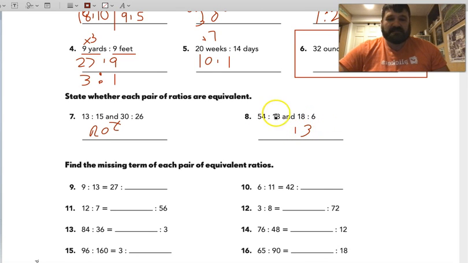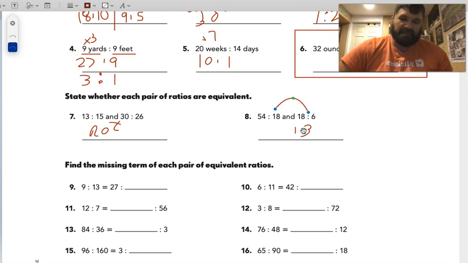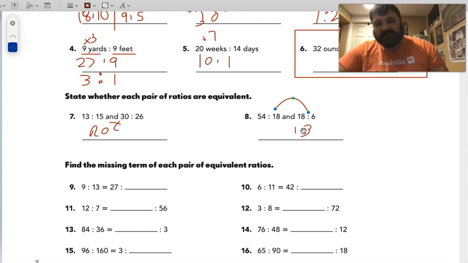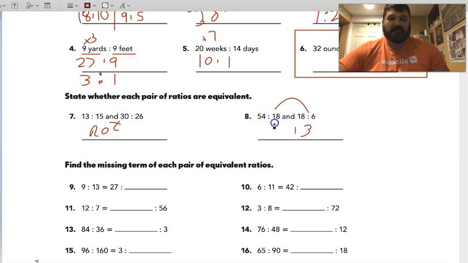Okay, so 18 divided by 6 is 3. So then how many times does 54 go into it? Well, I know 18 plus 18 is 36. And then 10 plus 36 would be 46. And then 6 plus 8 would be 54. So again, that would be a 3, right? So divide 54 by 3 and you get 18. So 18 times 3.